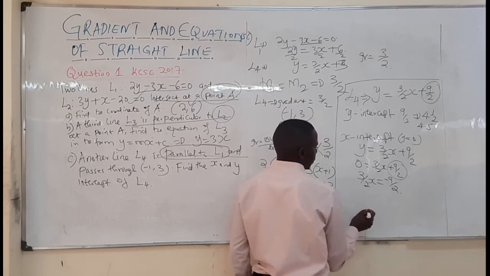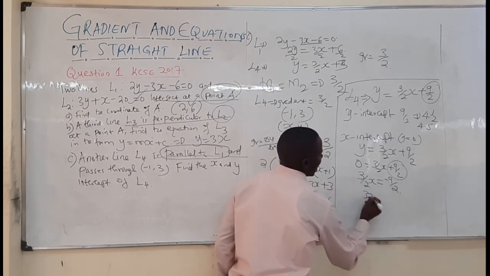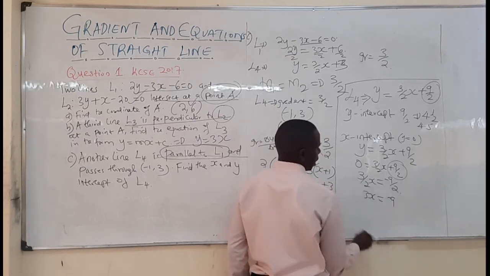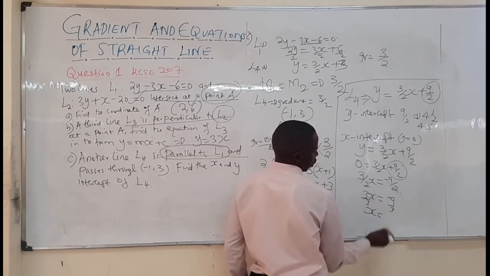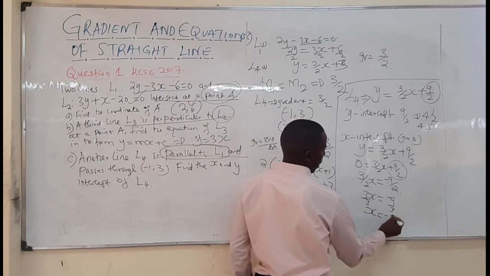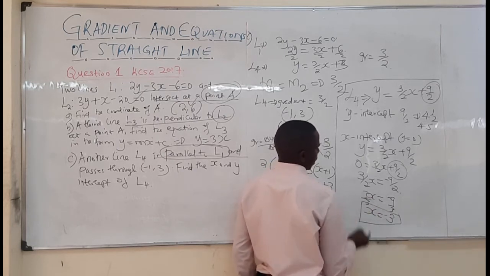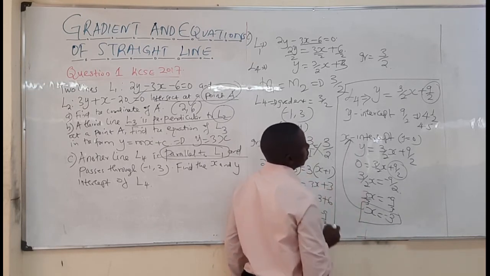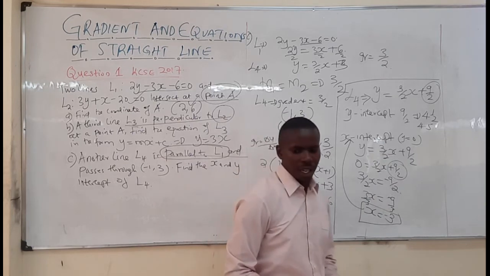Then, of course, we multiply by 2 everywhere, so that we have 3x is equal to minus 9. Then we divide by 3, I get x is equal to minus 3. So this is now our x-intercept. That's our x-intercept, and the y-intercept is 4.5.